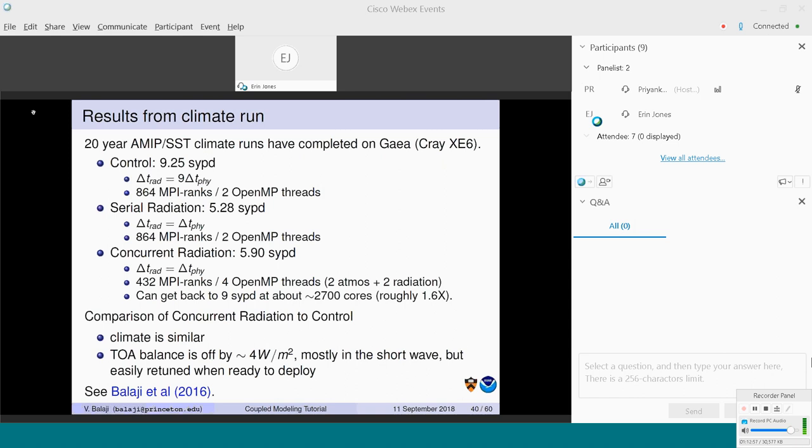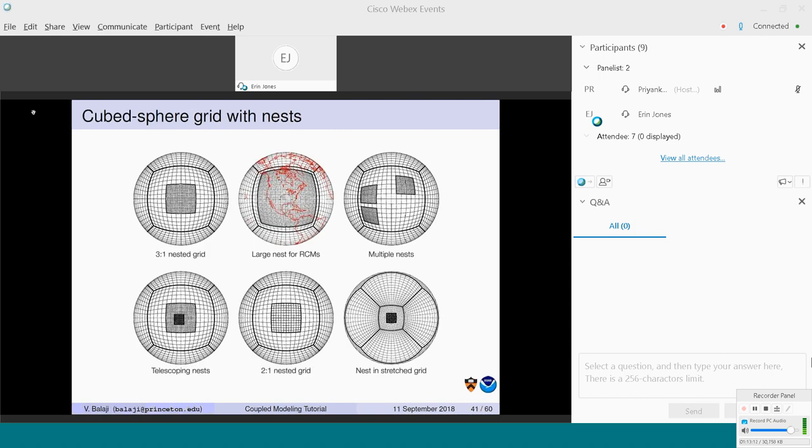It just showed that by adding about 1.6 times the number of processors, we're getting the equivalent speed. So we can get the scaling up to about 1.6 and get the same result. Now I'll move on to talk about nesting.